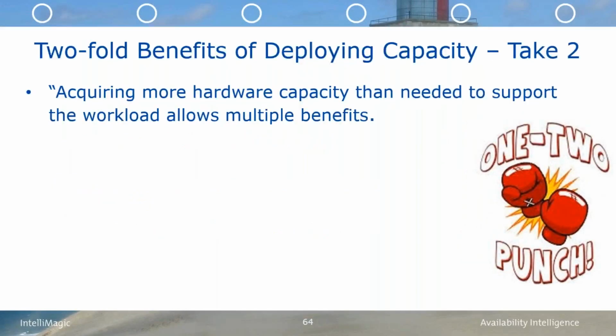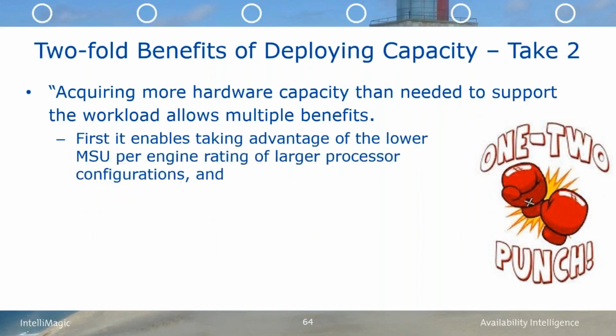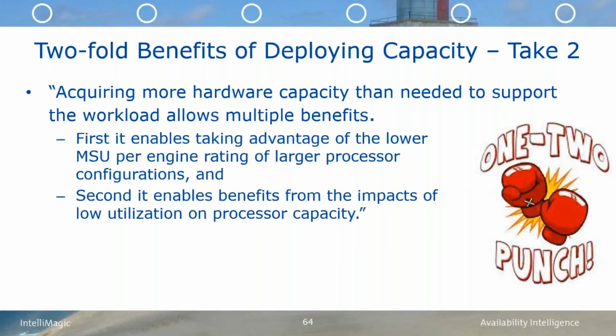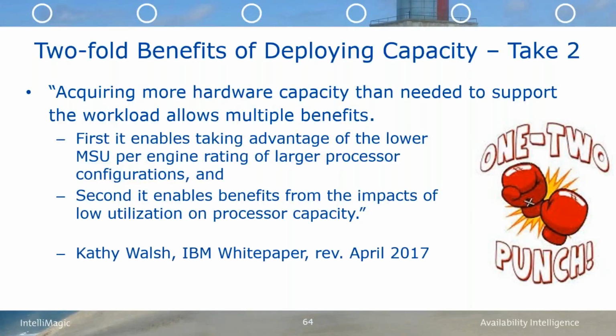Here's what another author wrote recently, and I quote, "Acquiring more hardware capacity than needed to support the workload allows multiple benefits. First, it enables taking advantage of the lower MSU per engine rating of larger processor configurations. And second, it enables benefits from the impacts of low utilization on processor capacity." So other than reversing the order of the bullets, that's almost a repeat from the previous slide. Any guesses who wrote this?